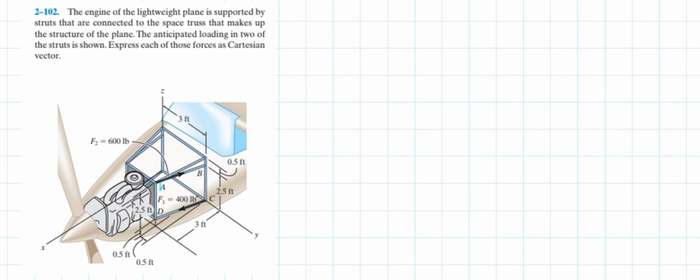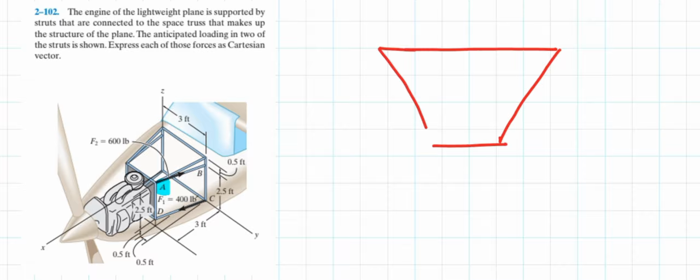So our first step is to write down the locations of every single point present in our diagram. Let's talk about point A first. I take the top view of this particular image. It is just like this. This is basically our point A.